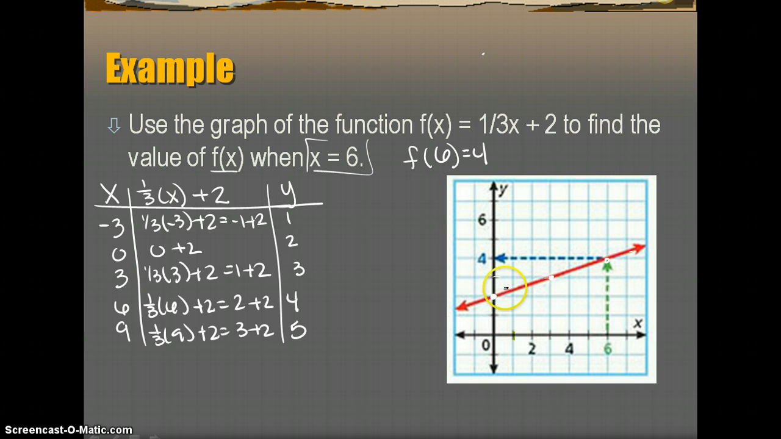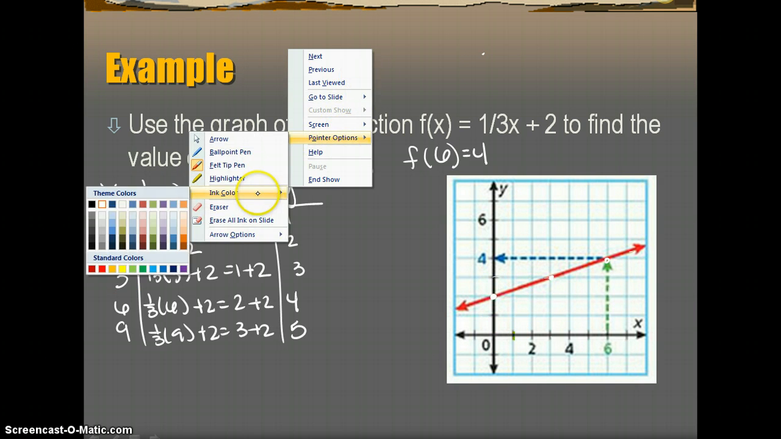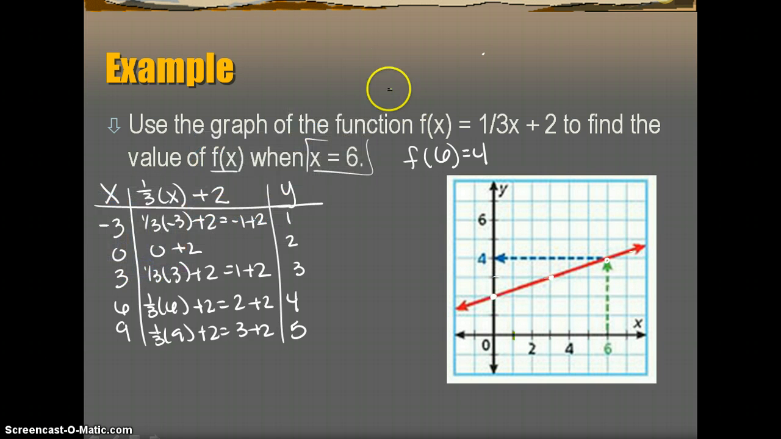Now again, like I said, this can go the other way, and it is important to be able to see that it can do that. So if we wanted, for instance, to find f of x is equal to, let's say, I don't know, let's do 1.5.